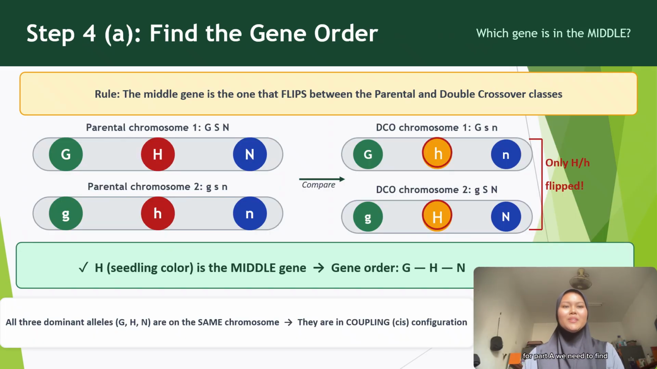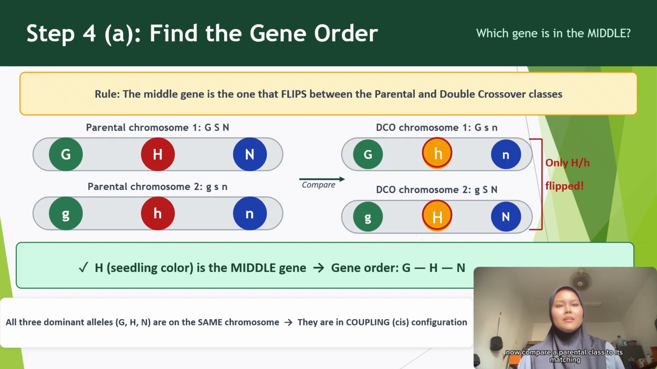For part A, we need to find how the three genes are linked in the trihybrid parent. First, you sort your eight classes by frequency. The two largest numbers, 2059 and 2041, are parental, not crossover type. And the two smallest, 15 and 11, are double crossover.